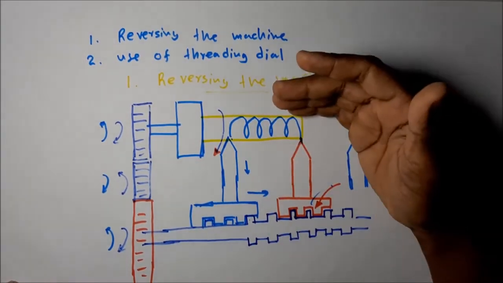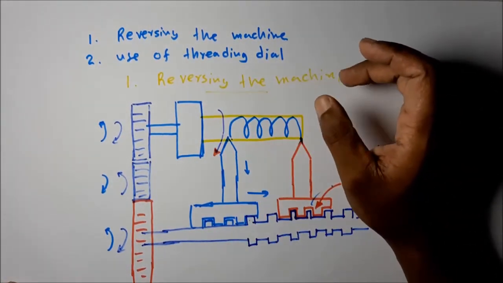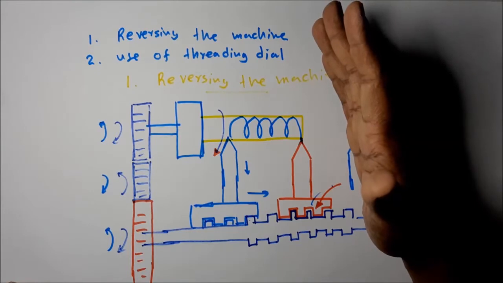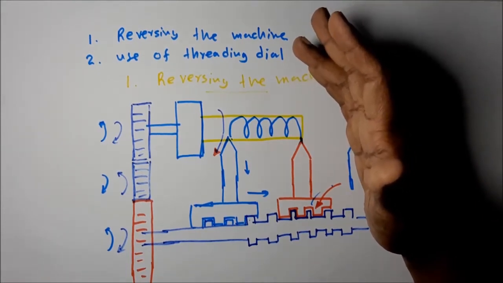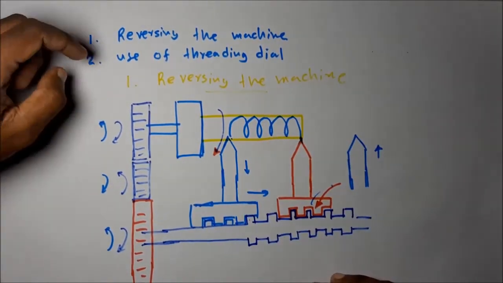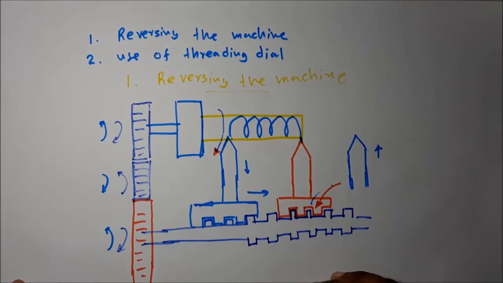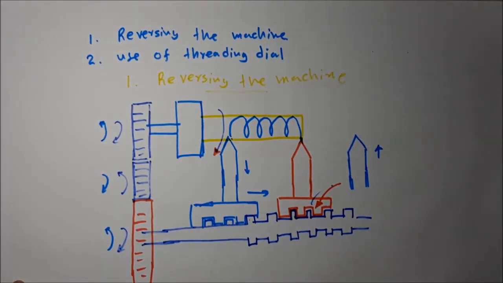Both methods can be used for reversing the machine: by reversing the electric motor or by using the reversing mechanism. Both methods can be used to reverse the lathe machine. This is how the first method works. Then the second method is the threading dial method.